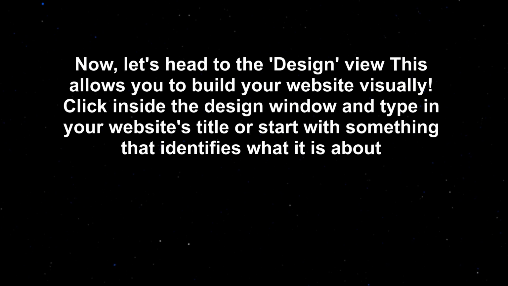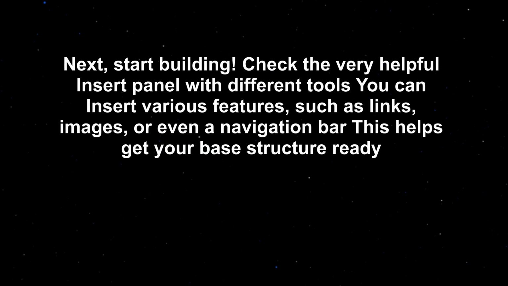Now, let's head to the design view. This allows you to build your website visually. Click inside the design window and type in your website's title or start with something that identifies what it is about. Next, start building. Check the very helpful Insert panel. With different tools you can insert various features, such as links, images, or even a navigation bar. This helps get your base structure ready.